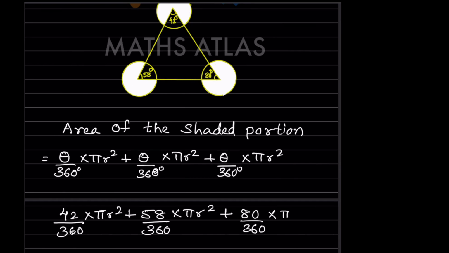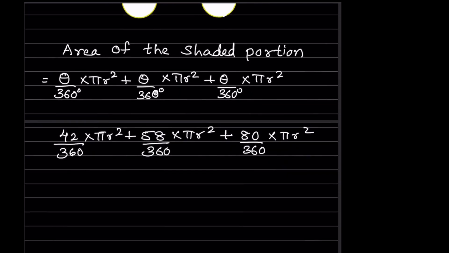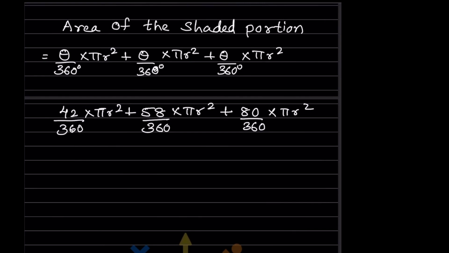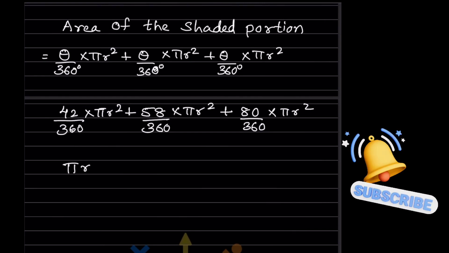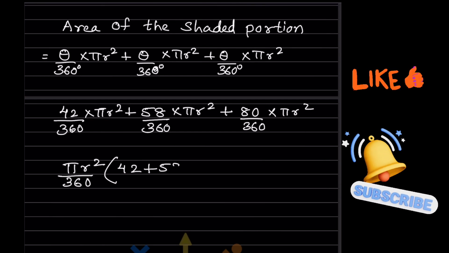into pi r square. So now what we can see, everywhere the pi r square is common. So let us take the pi r square outside the bracket. We can take pi r square and 360 also, because everywhere there is a 360. And then what remains in the bracket is 42 plus 58 plus 80. This one 42, this 58, and this is 80.